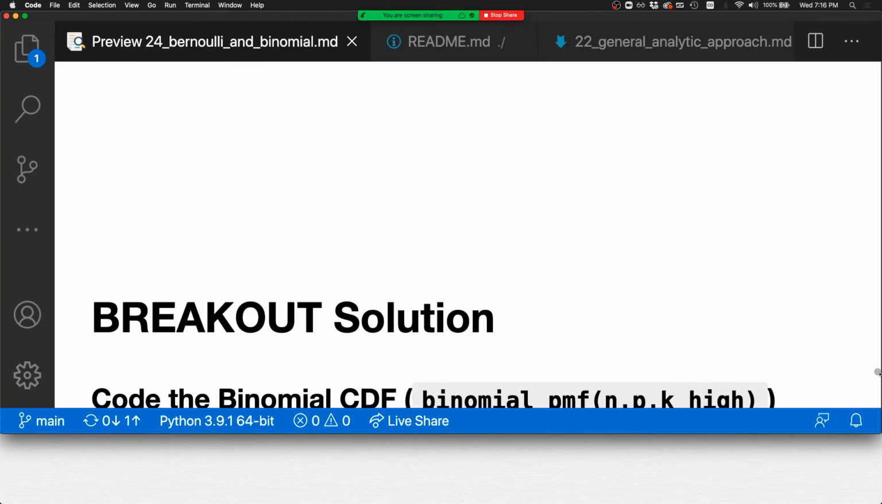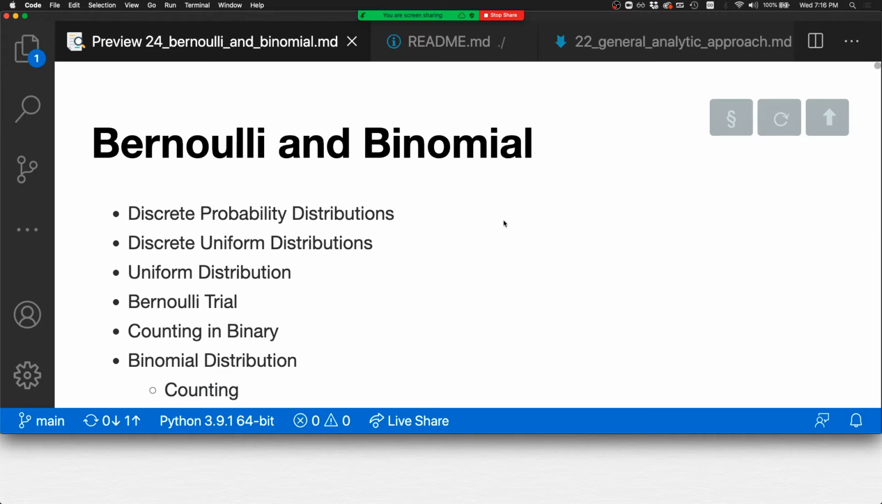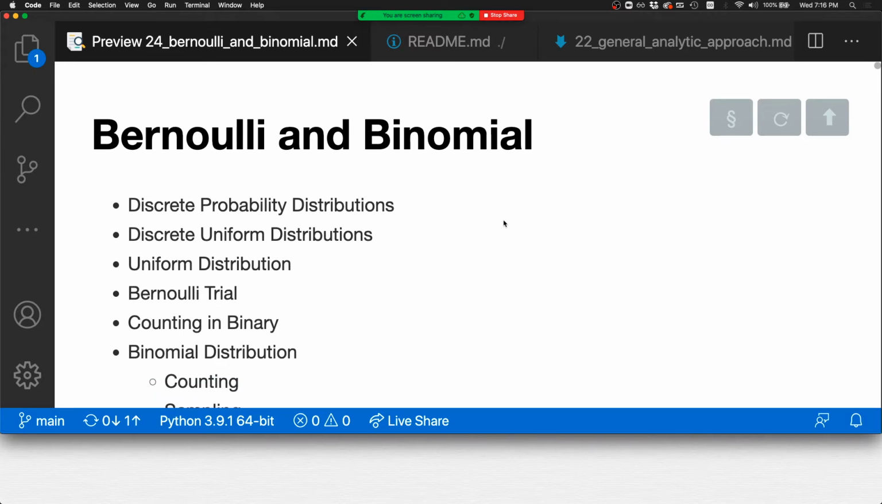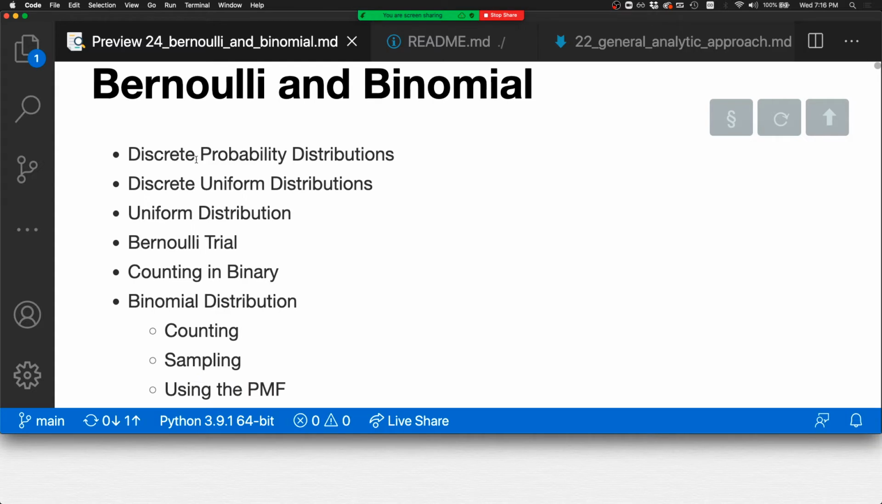Now, this is a very long slide deck. We're probably not going to get through it today. We're not going to get through this one today. But we're going to be splitting our discrete distributions over a few days. So that's all right. What we're going to cover today is the idea of a discrete probability distribution.